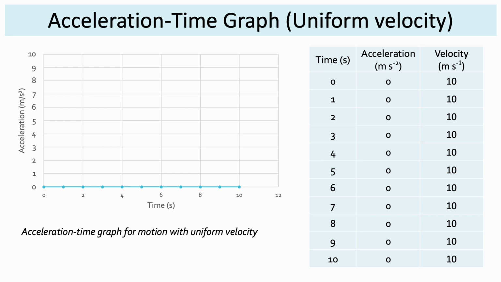When velocity is uniform, acceleration is 0. Again, I am repeating this. When velocity is uniform, acceleration is 0. The acceleration time graph is simply a horizontal line along the time axis. This tells us that there is no change in velocity over time.